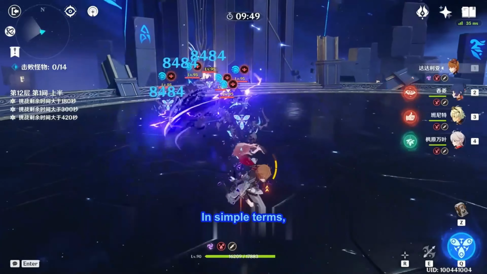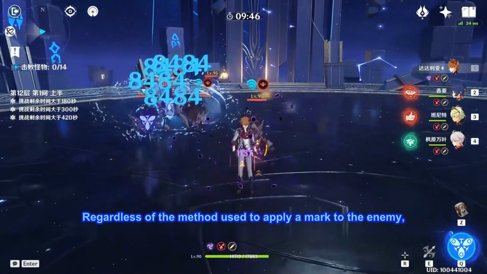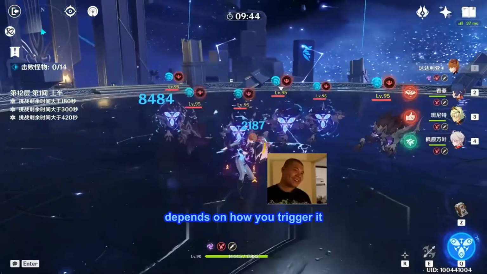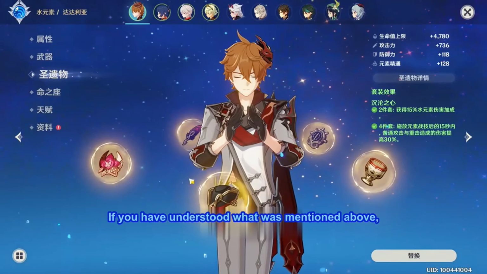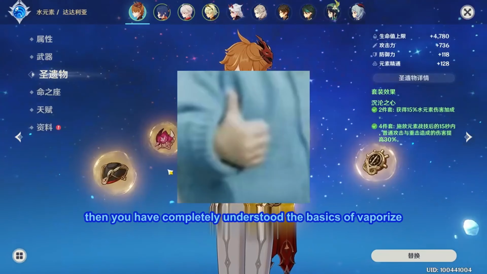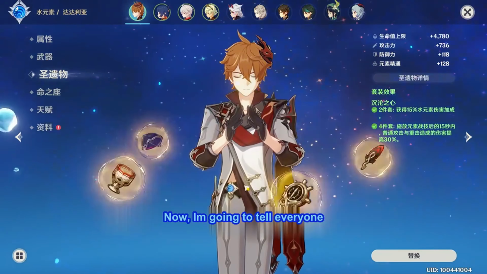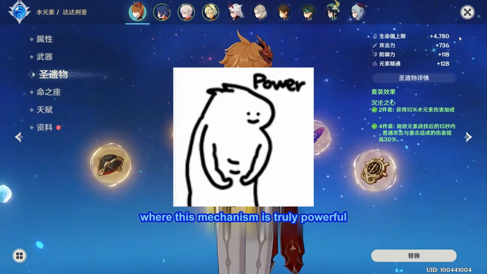In simple terms, regardless of the method used to apply a mark to the enemy, the resulting effect depends on how you trigger the effect of this mark. If you have understood what was mentioned above, then you have completely understood the basics of flow interruption. Now, I am going to tell everyone where this mechanism is truly powerful.